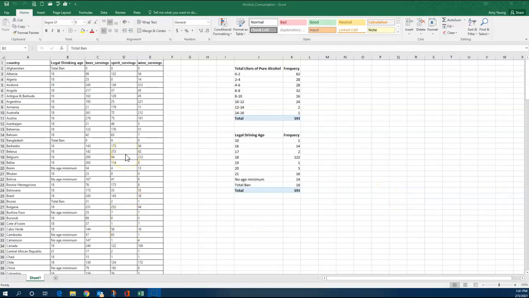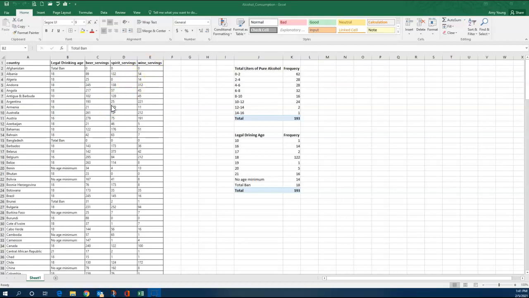We're going to start off here looking at our data set. This is the number of alcoholic servings per person for 193 countries in 2010. I've also added in our legal drinking age for each of these countries listed here, but you can see we have specifically the number of beer servings, the number of spirit servings, and then the number of wine servings per person in the year 2010.